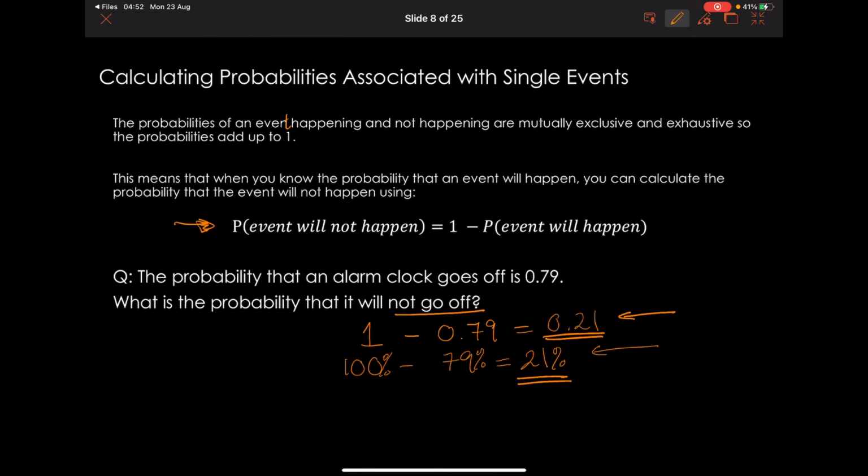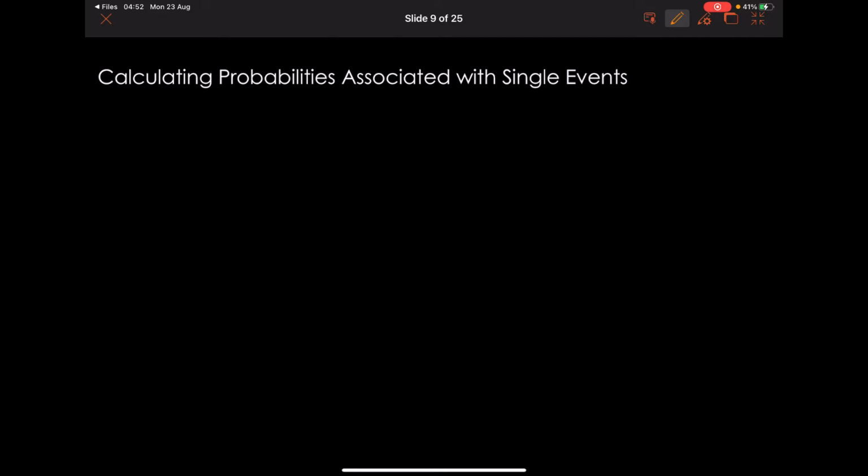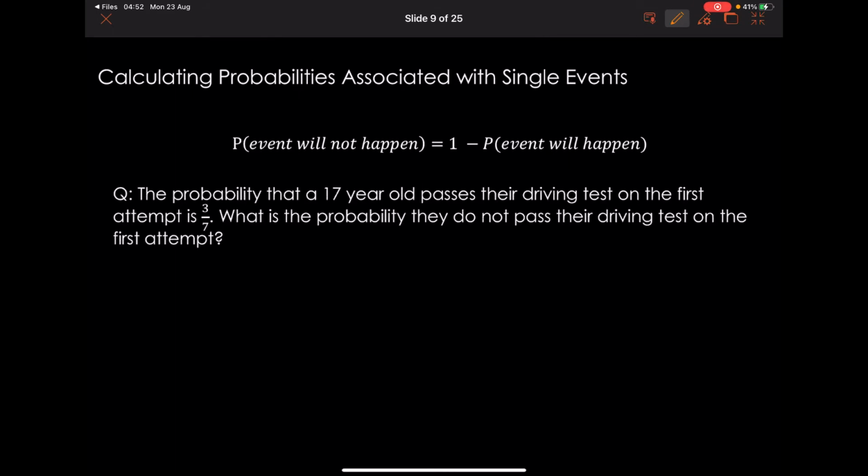Right, let's look at this example then. Here's your formula, but again, it's up to you how you're going to remember this. The probability that a 17-year-old passes their driving test on the first attempt is 3/7. What is the probability that they do not pass their driving test on the first attempt? Now this time it's been written as a fraction for you. If anything, that makes it a bit easier maybe. Depends on how you look at it.